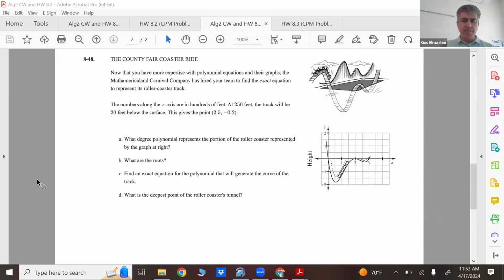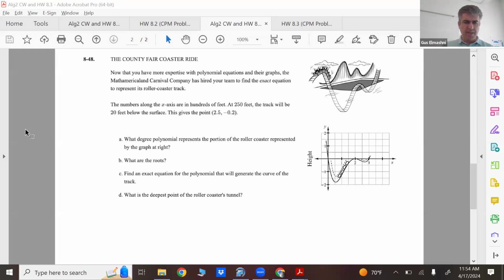All right. So here, now that you have more expertise on equations and their graphs, the Math America Land Carnival Company has hired your team to find the exact equation that represents a roller coaster track. The numbers along the x-axis are hundreds of feet. So like 1, 2, and 3 are 100 feet, 200 feet, 300 feet. The track will be 20 feet below the surface. So it looks like the y values go in intervals of 10, I think. But this gives us a point (2.5, -0.2), sorry. Okay, fine. What degree polynomial represents the portion of the roller coaster represented by the graph?